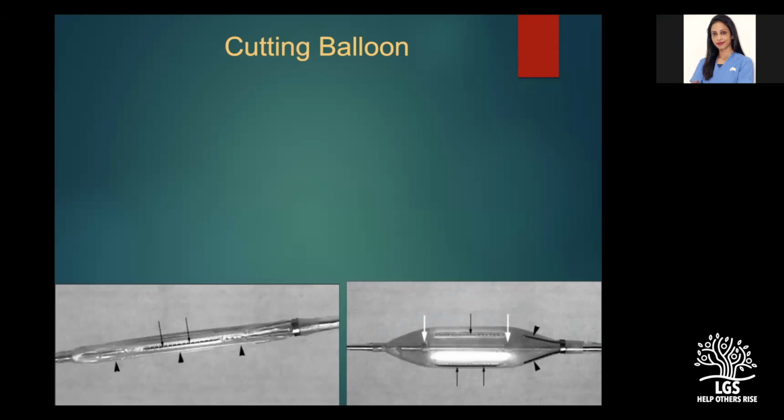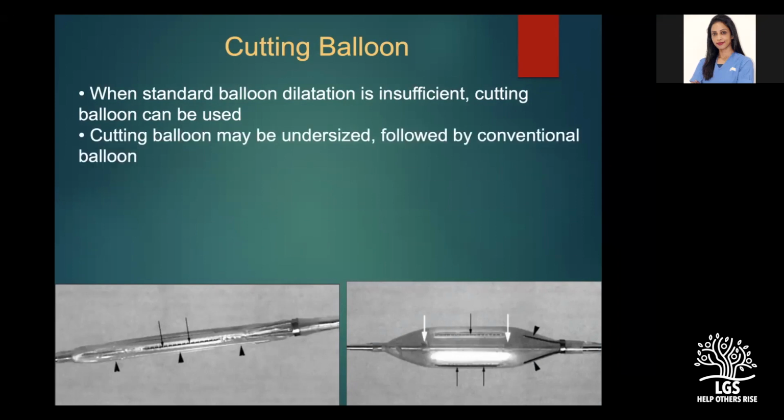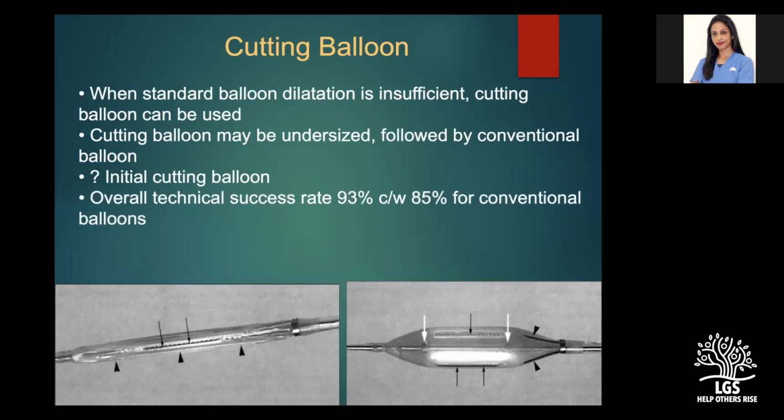So it's fairly simple. Instead of using a normal balloon, we can get inside and we can use this cutting balloon, and we can actually treat the fibrotic strictures by using cutting balloon cholangioplasty. When standard balloon dilatation is insufficient, cutting balloons can be used, and it may be undersized followed by a conventional balloon. And this is a technique which I think we used for a couple of patients at our institute, and the results are good when we use cutting balloons for fibrotic strictures.